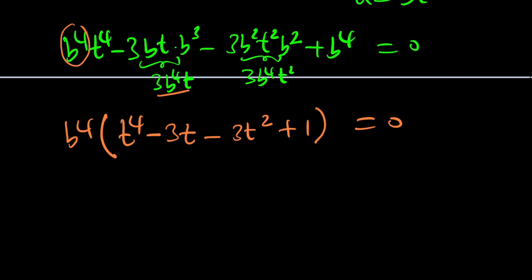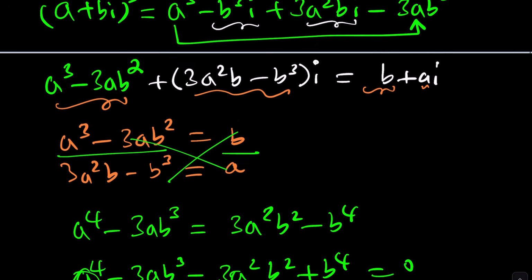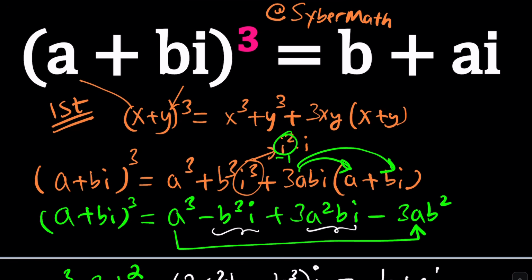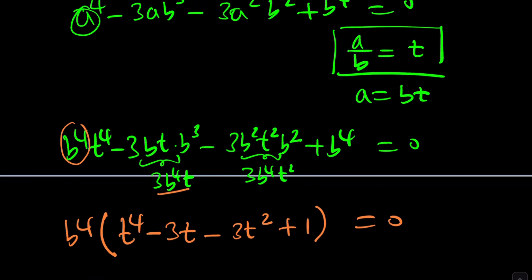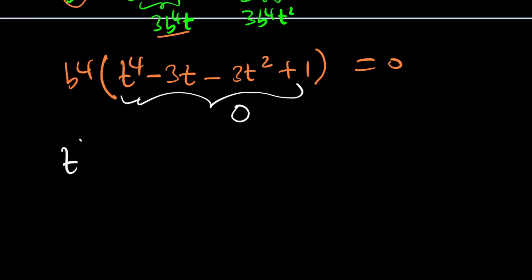Now, do you want b to be 0? No, because a over b, you can't divide by 0. That's the point. And what happens if b is 0? Think about it. Well, if b is equal to 0, then we get a cubed equals ai, but a is real, so that's impossible. Does that make sense? So b cannot be 0. Since b can't be 0, this part has to be 0, right? That's the conclusion. So now we have the following equation, and that's what we need to solve.